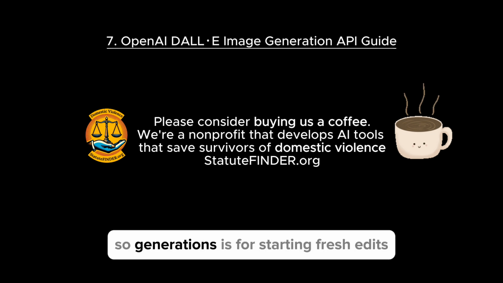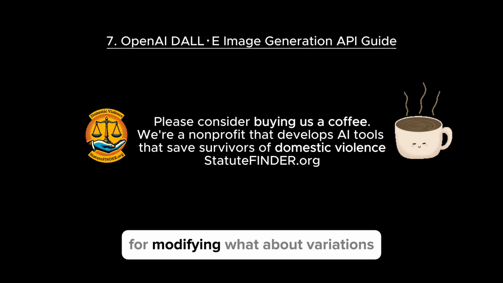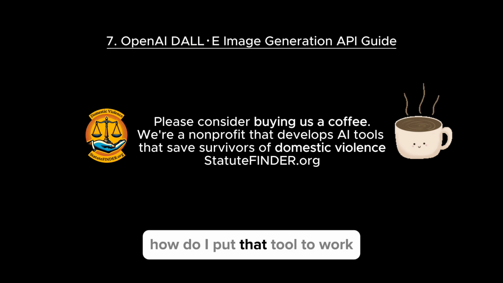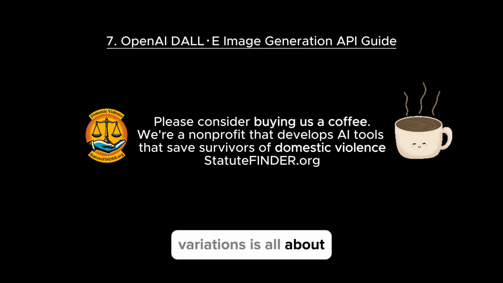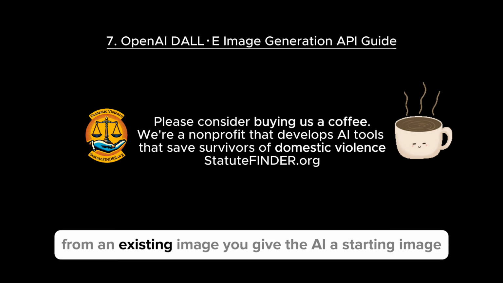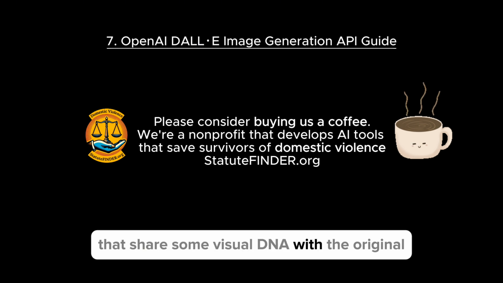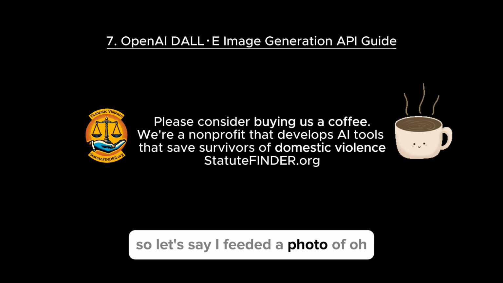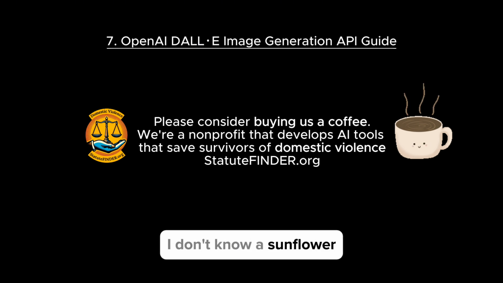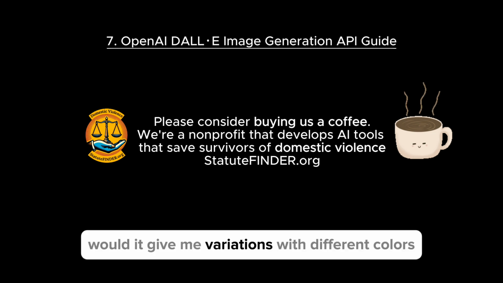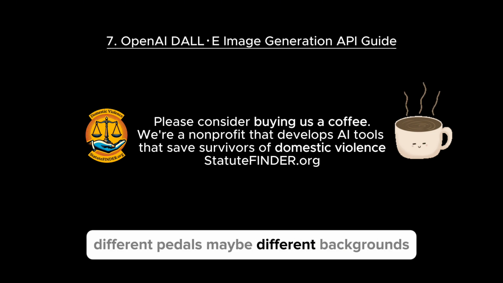Huh. Okay, so generations is for starting fresh, edits for modifying. What about variations? How do I put that tool to work? Variations is all about exploring different possibilities from an existing image. You give the AI a starting image, and it creates a whole bunch of new images that share some visual DNA with the original. So let's say I feed it a photo of a sunflower. Would it give me variations with different colors, different petals, maybe different backgrounds?